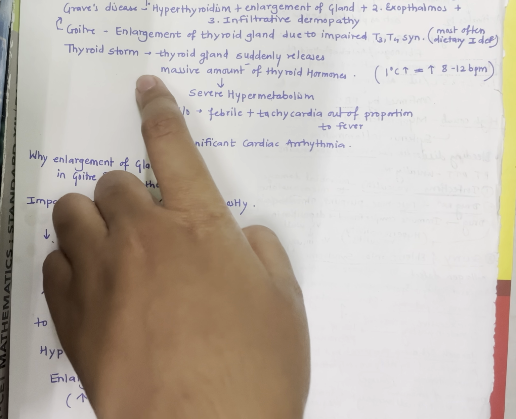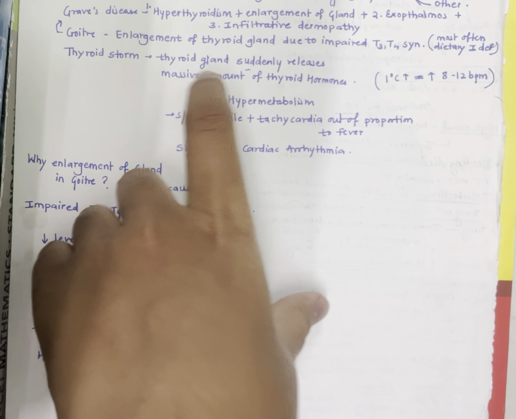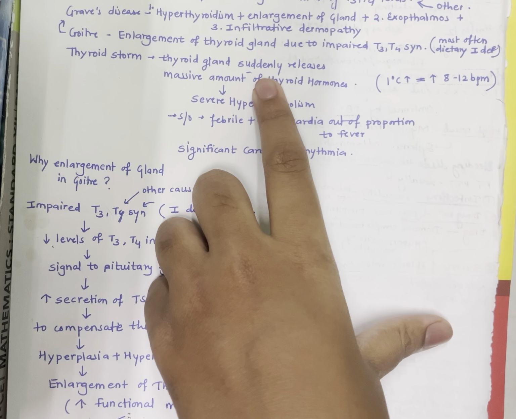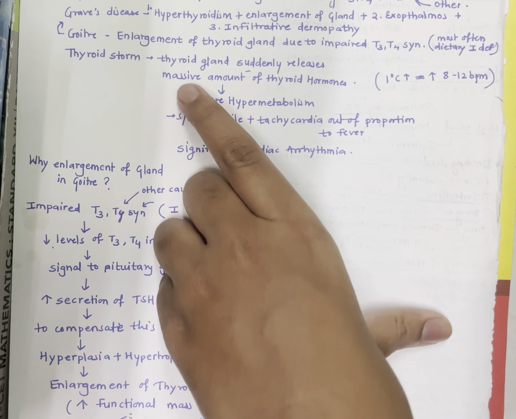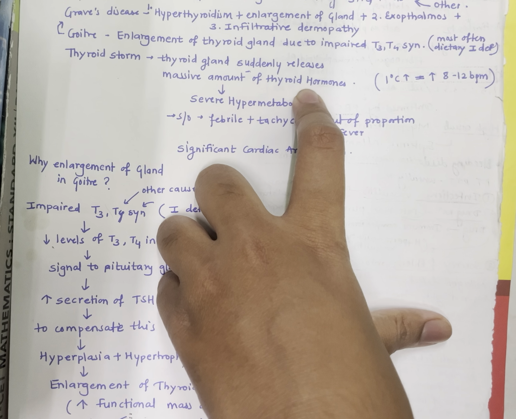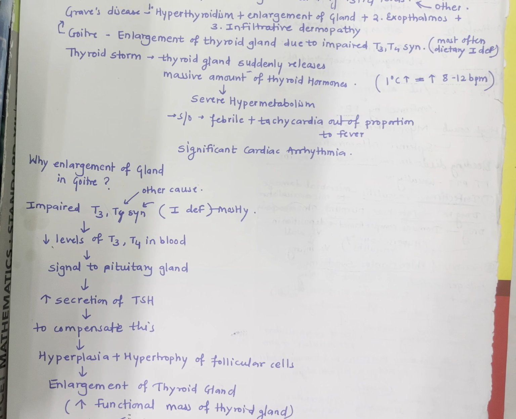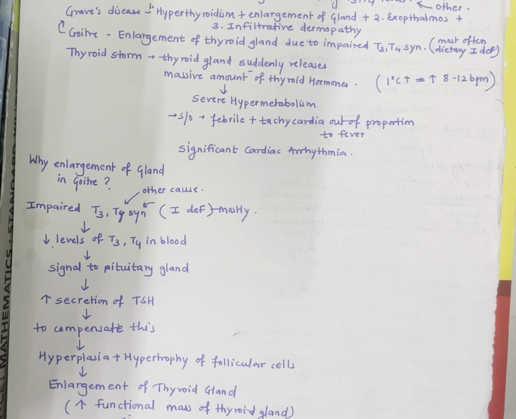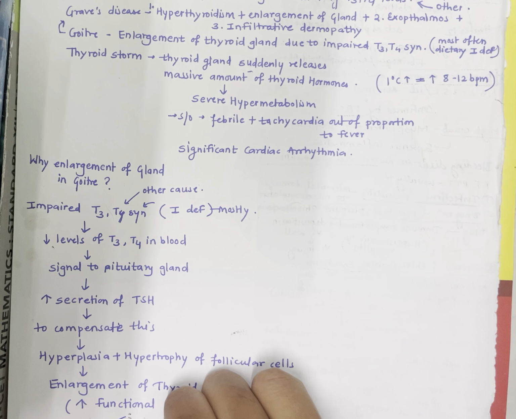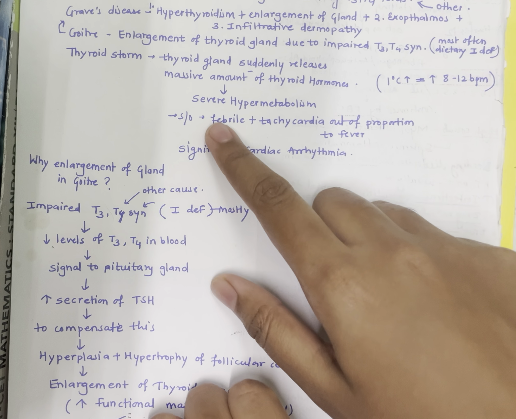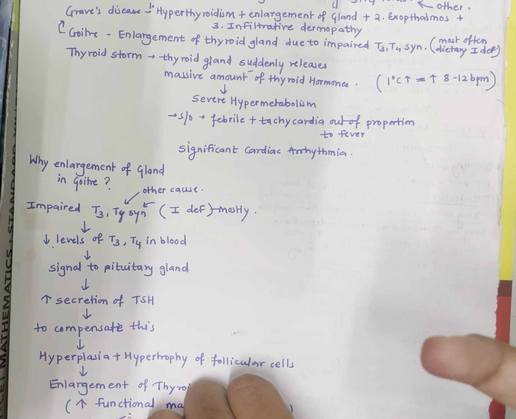So what is thyroid storm? Thyroid storm is when the thyroid gland suddenly, this is the highlight word, suddenly releases a massive amount of thyroid hormones. Okay, suddenly a massive amount of thyroid hormones is released, because of which we call it thyroid storm. We can remember it like a storm: it comes suddenly and is very big, like it's big, so it is a massive amount and suddenly released, so it causes severe hypermetabolism.